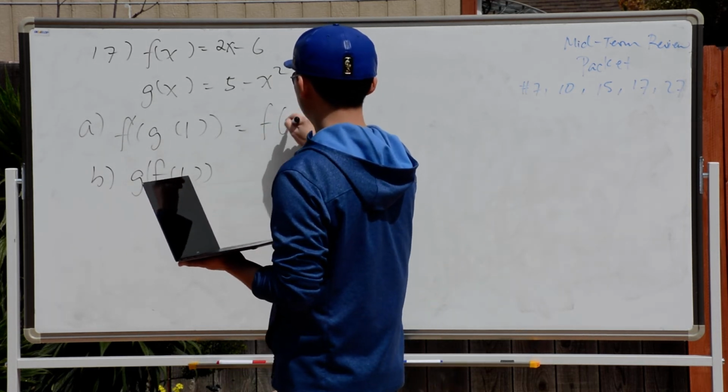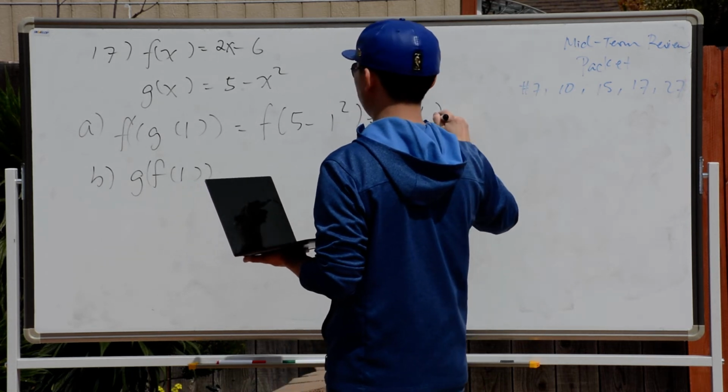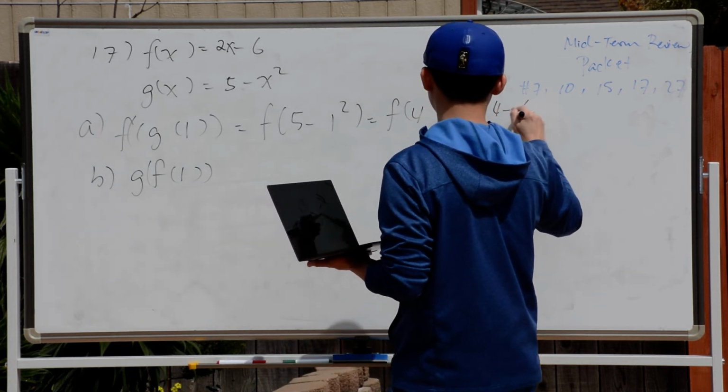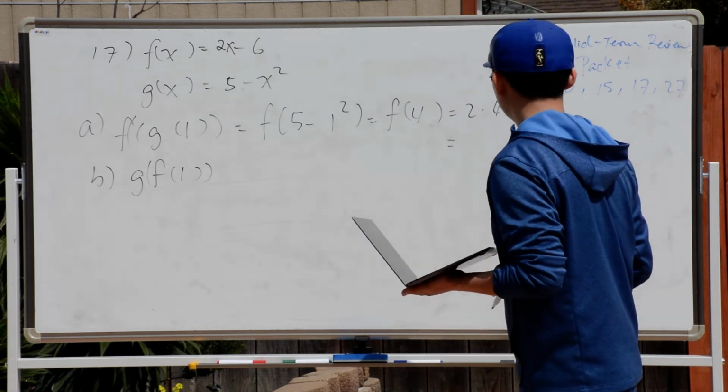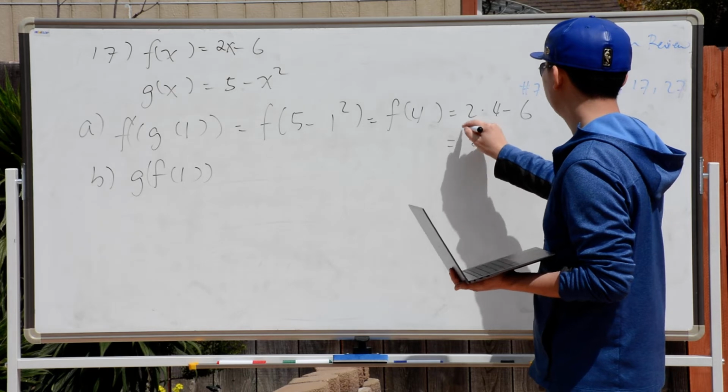So plug in a number. So we got 5 minus 1 squared. So then that'll give you 4. So f of 4, then that's 2 times 4 minus 6. So this one, it's not that bad. So 2 times 4, that's 8 minus 6, then that'll be 2.